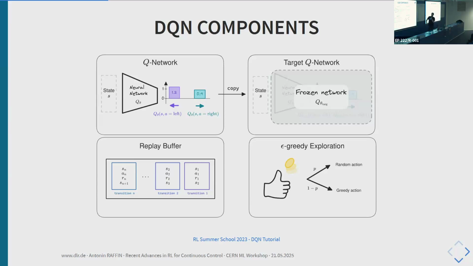And the last component it was using was to have some trade-off between exploring, so between testing new actions that are potentially better, and using the best actions so far.